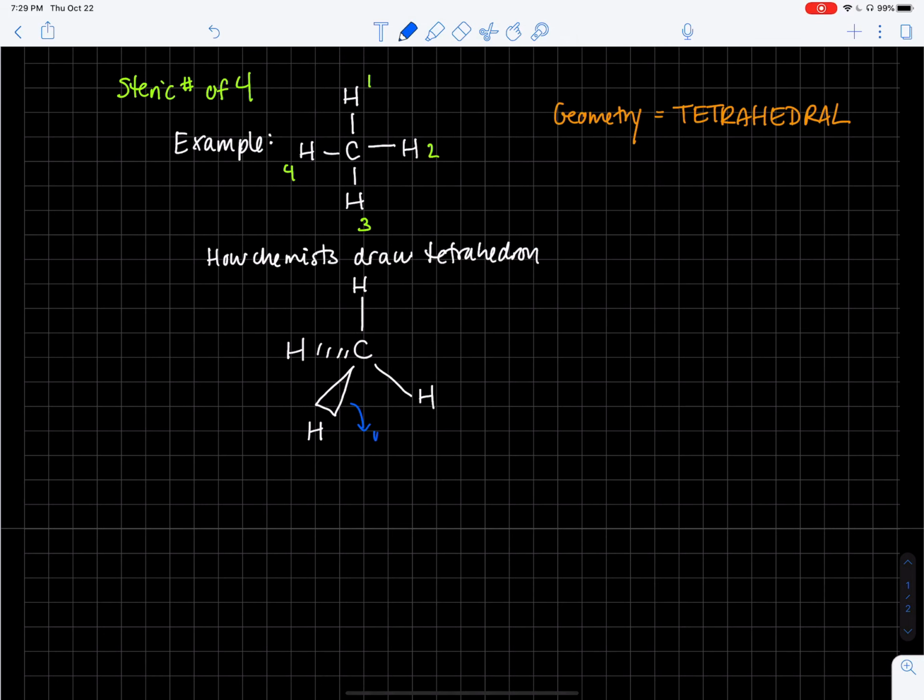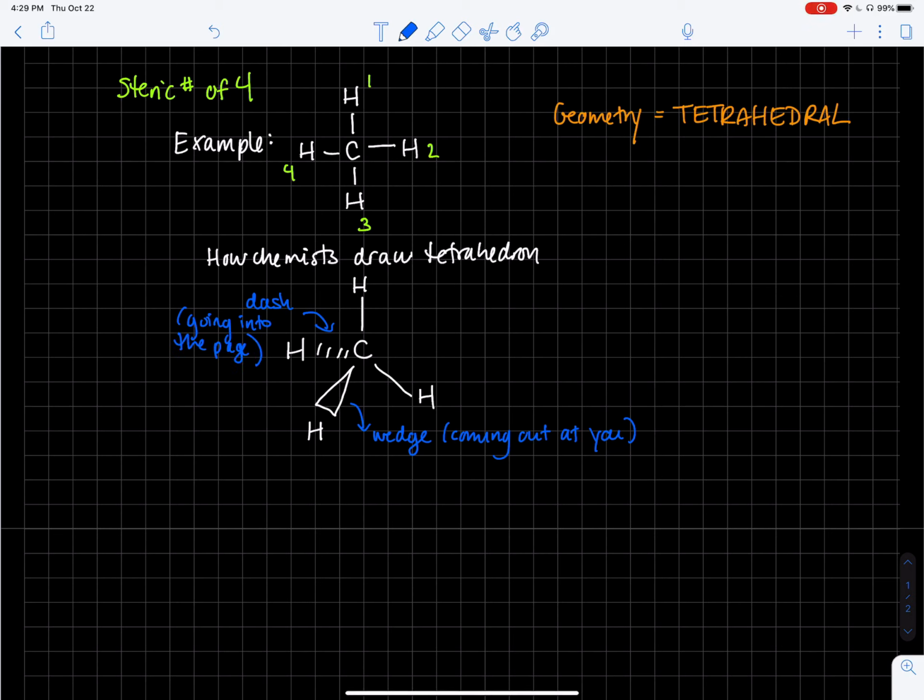So this is the wedge, and it is coming out at you. And this is the dash, and it's going into the page or the screen.